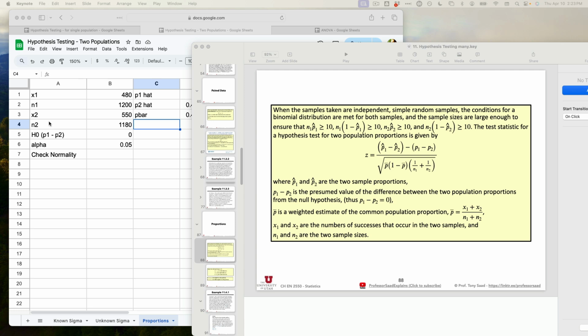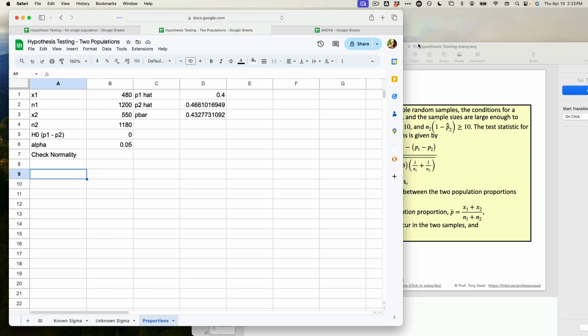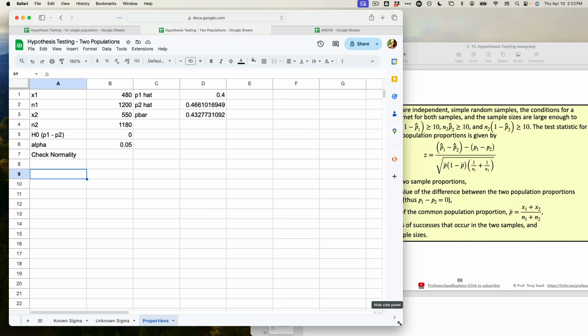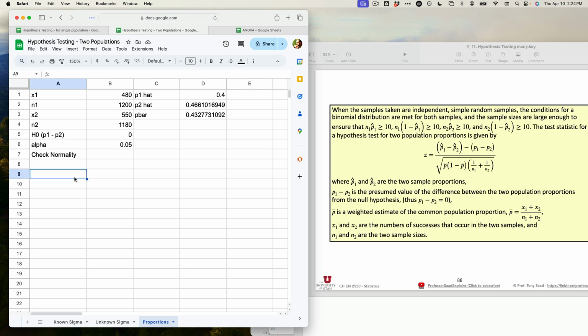Okay. So now I can compute these conditions here. N1 times P1 hat is equal to N1 times P1 hat. Okay, it's 480, great, it's greater than 1. And then N1 times 1 minus P1 hat, that's 720, good. And N2 P2 hat, that's equal to N2 times P2 hat.